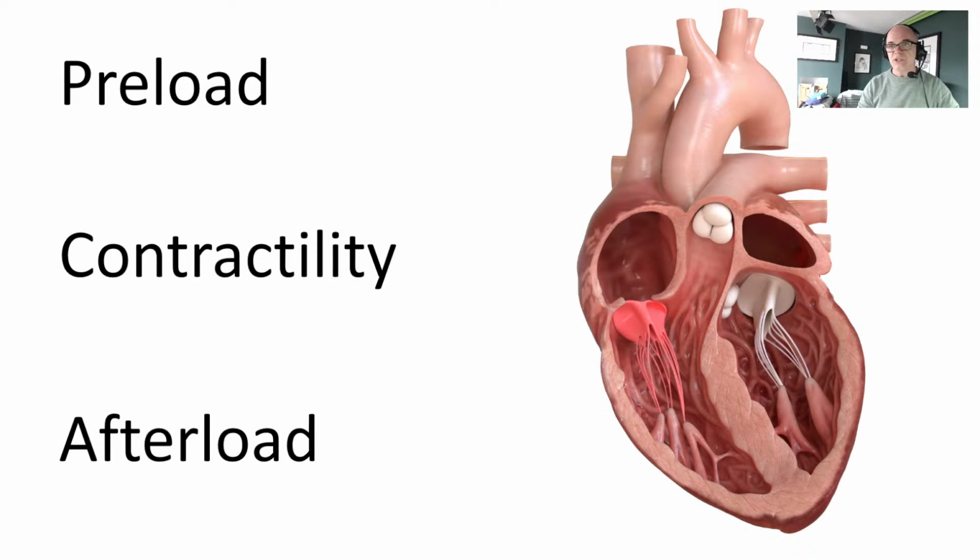So the afterload essentially is what pressure the heart is pumping against when the blood is ejected from the left ventricle into the circulation. So it's going to go through the aorta and into the circulation. Now, if the circulation is quite tight, so if the vessels that the heart is pumping against are quite tight, that's going to increase the blood pressure. You've got a higher resistance that the heart is pumping against. It's going to increase that blood pressure.